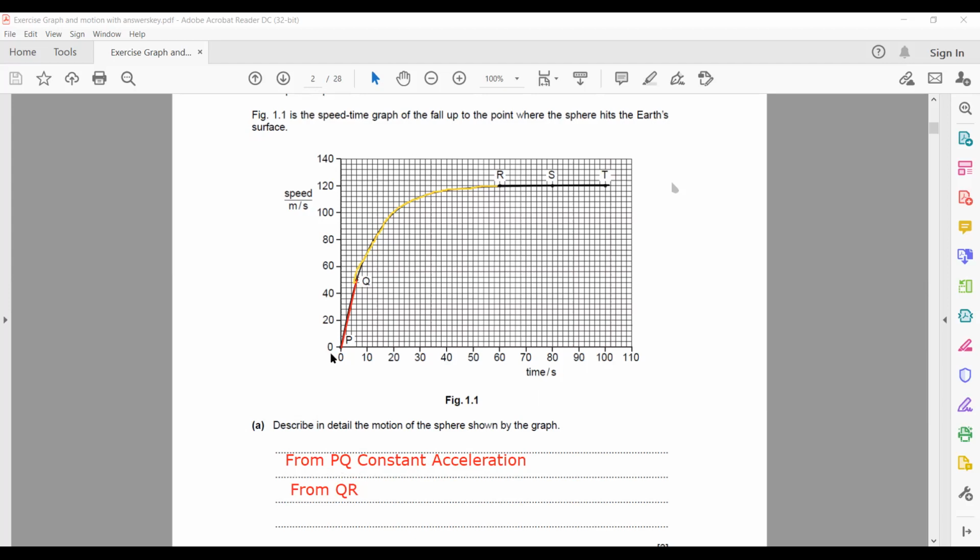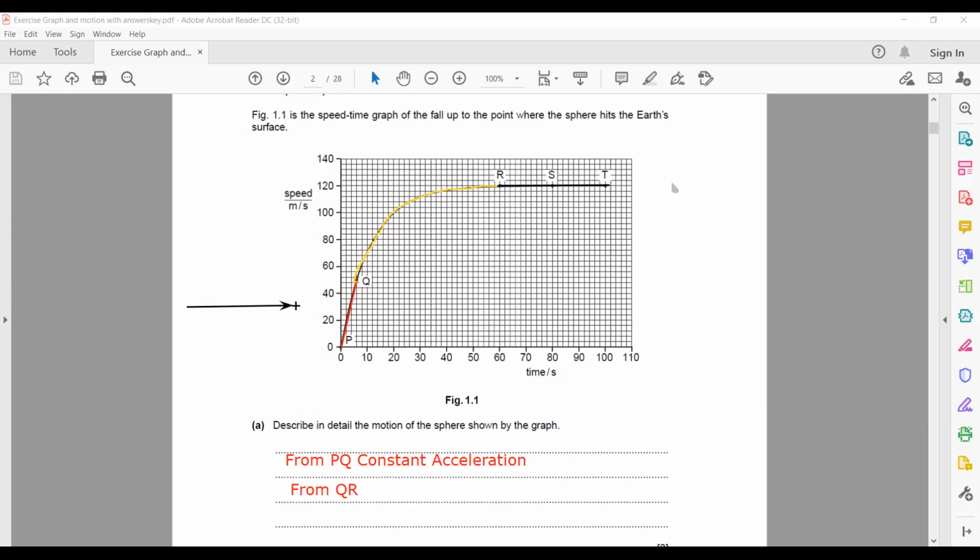From position Q to position R, what is happening? Yeah, it is accelerating, but what happened to acceleration? Is it increasing, decreasing? It's a speed time graph and the slope is decreasing.